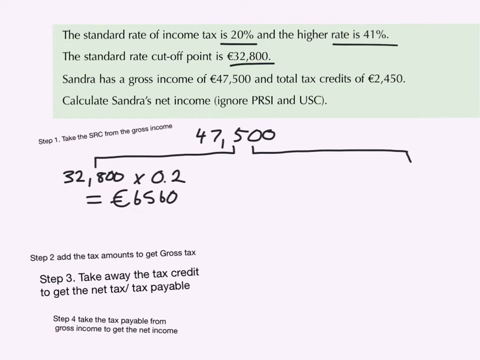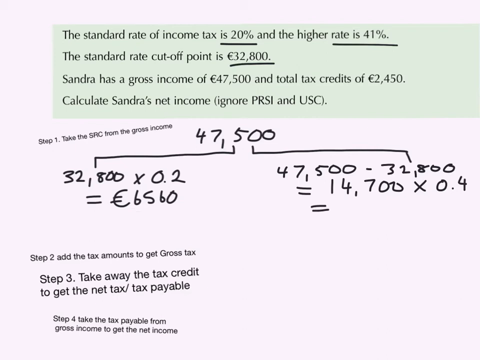We're going to do that on the other side. So what we have is 47,500 minus our 32,800. And when I do that, I get 14,700, and that's going to be taxed at 0.4%. And when I do that, 14,700 multiplied by 0.4, I get 5,880.